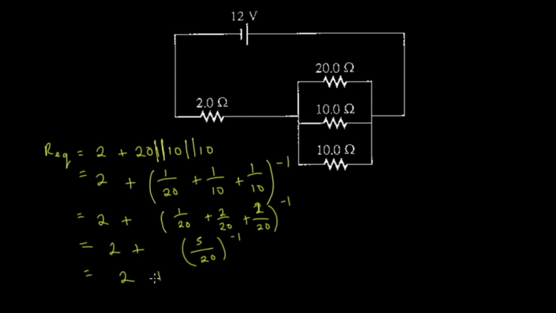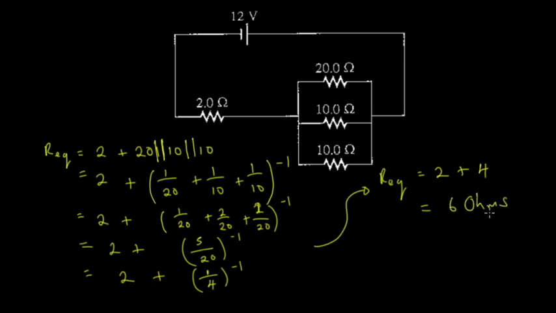Then you get 2 plus, this one would be 1 quarter to the power negative 1, like this. Then it's carrying over to here. So REQ is equal to 2 plus, laws of indices, flip. So this one you have to take the reciprocal. So if it's a fraction, you just flip it. So it becomes 4 over 1, which is 4. And then 2 plus 4, you get 6 ohms. Okay, did you get it?